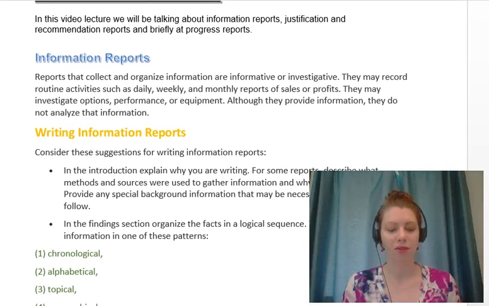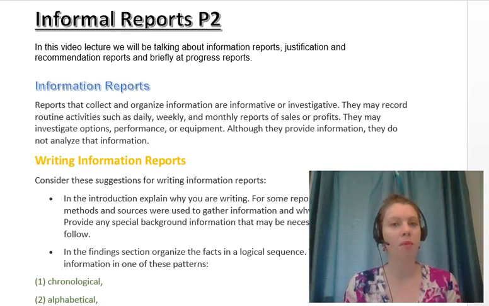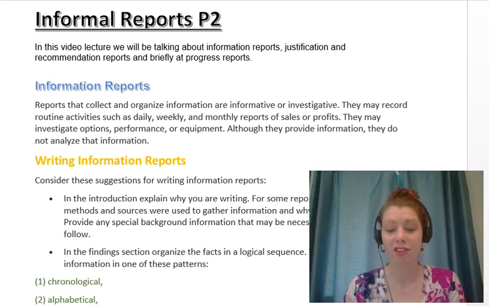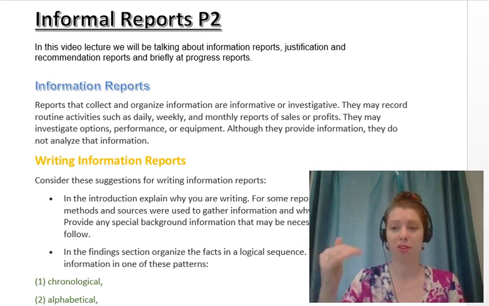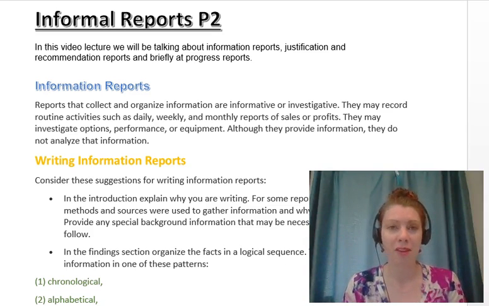Writers of information reports provide information without drawing conclusions or making recommendations, so they are unbiased. They are just presenting the information as it is. Some reports might be highly standardized, such as police reports, hospital admittance reports, or monthly sales reports. There might be a specific format for that, government regulatory reports and such. Other information reports are more personalized though.